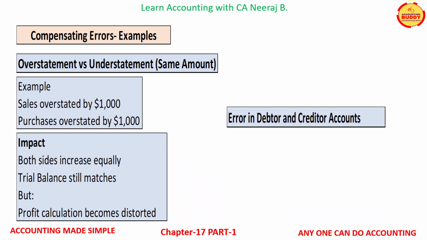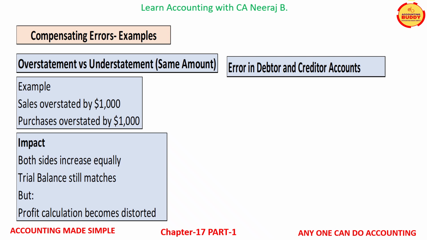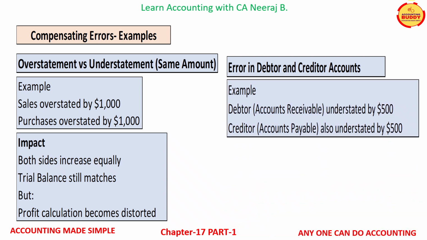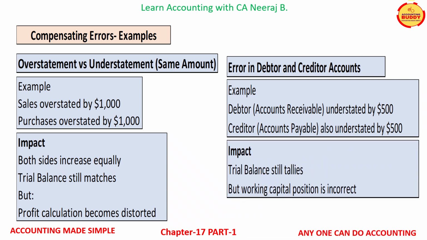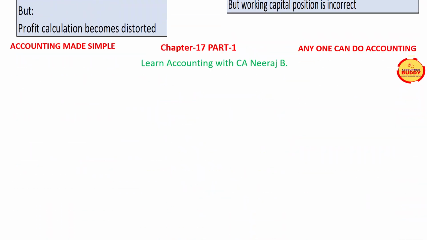Another example is error in debtors and creditors account. In case due to error accounts receivable is understated by $500 and the creditors are also understated by $500, still the trial balance will tally. However, the working capital position will be incorrect.